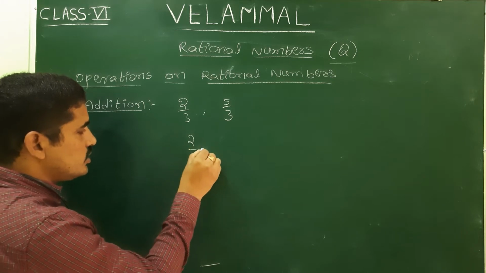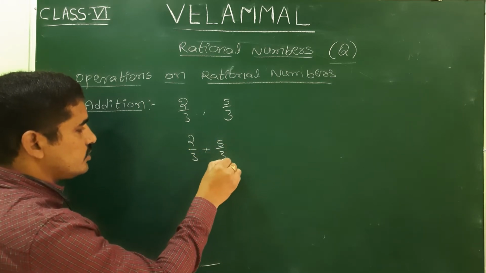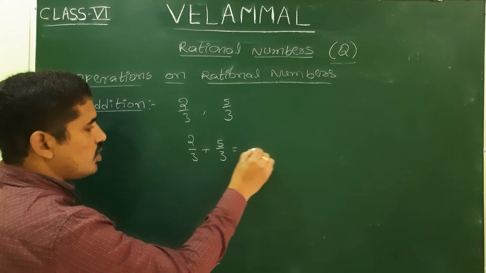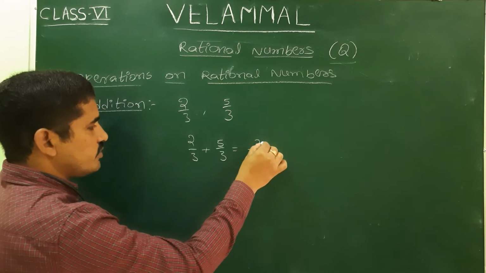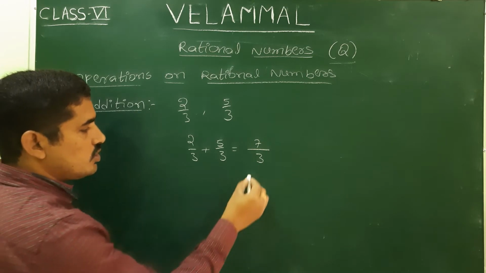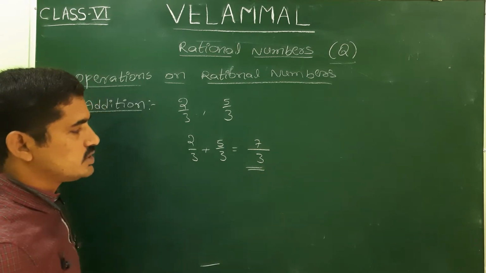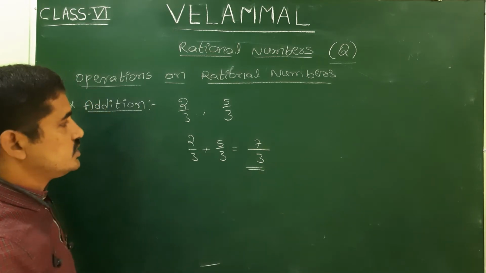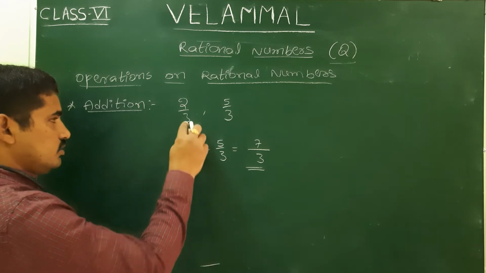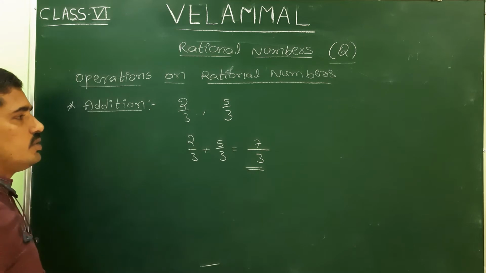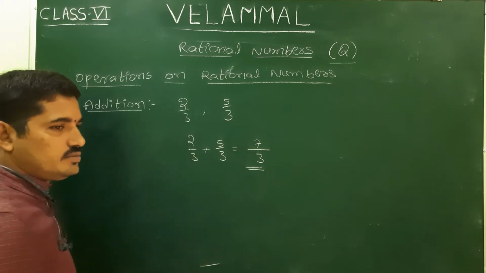2 by 3 plus 5 by 3 is equal to, we will take the common denominator, and 2 plus 5, 7 we will say. So we will do the sum as 7 by 3. This is the addition of rational numbers. These can also be taken as like fractions.